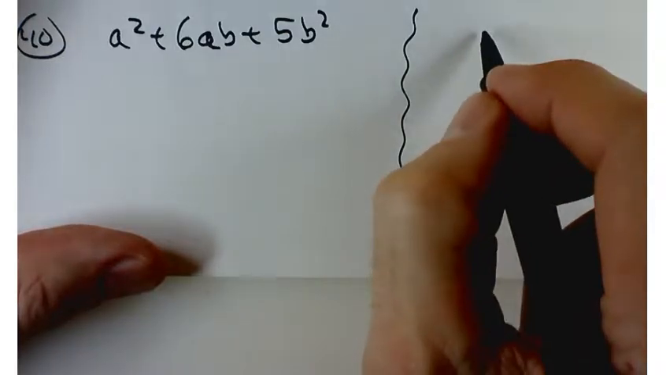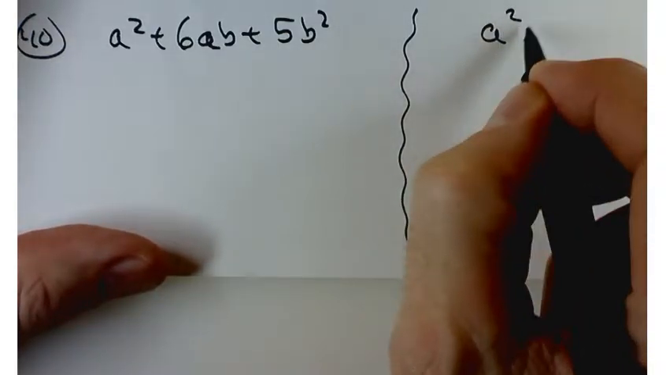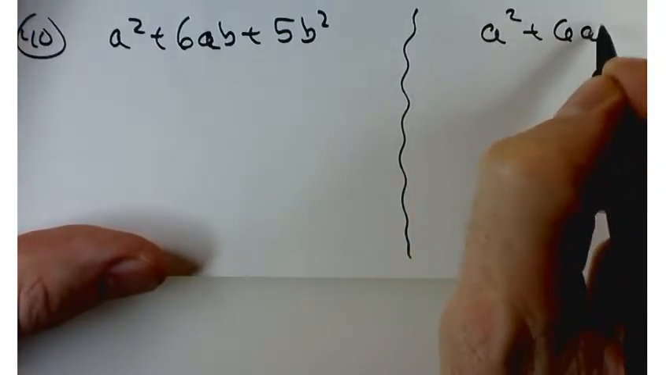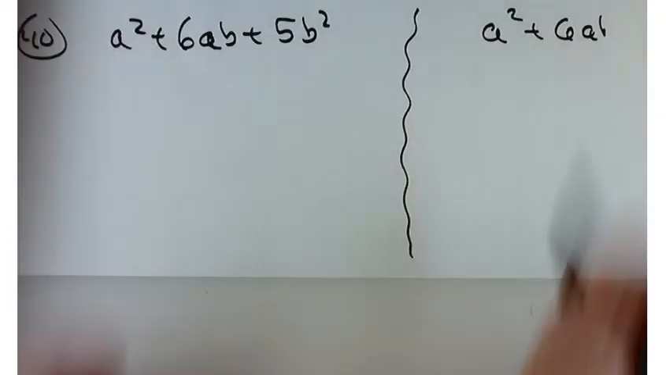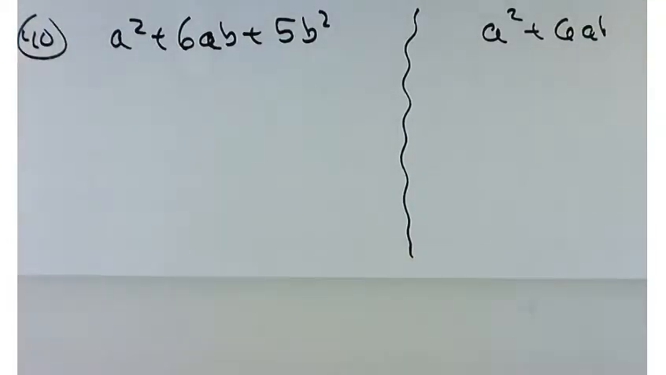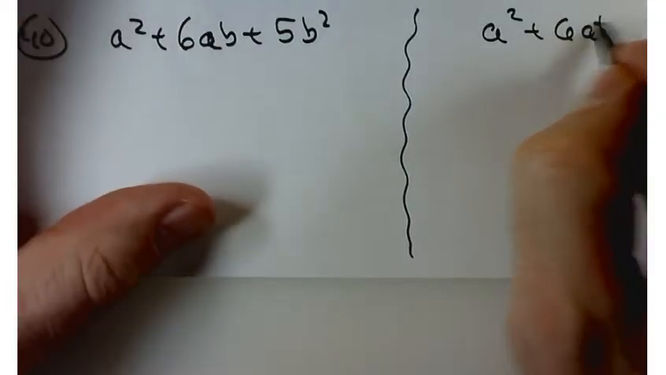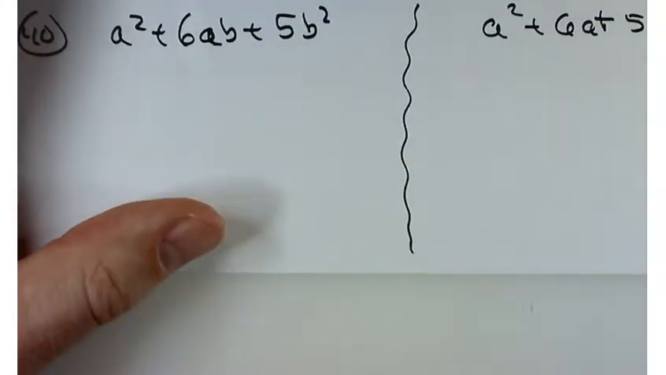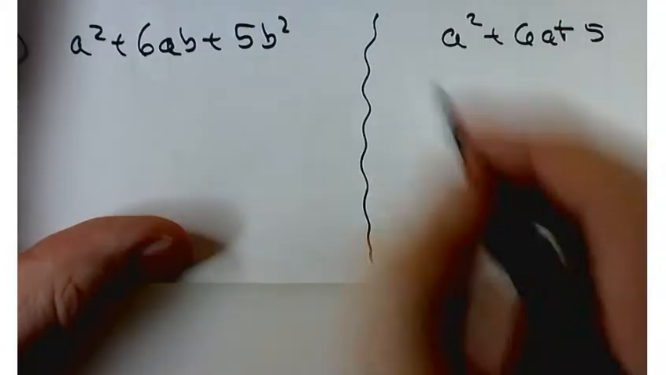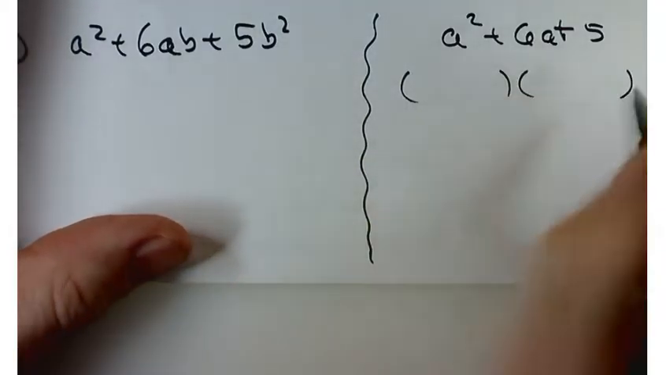Now, to make this one a little bit easier, I'm going to consider kind of a parallel problem for just a minute. A squared plus 6a plus b squared. Nah. Plus 5. Sorry. Getting a little bit messed up here. A squared plus 6a plus 5. So I'm not going to worry about the b's for the moment. I think this one should factor pretty easily.